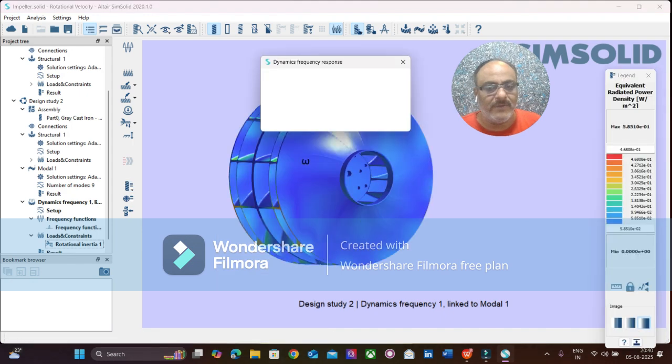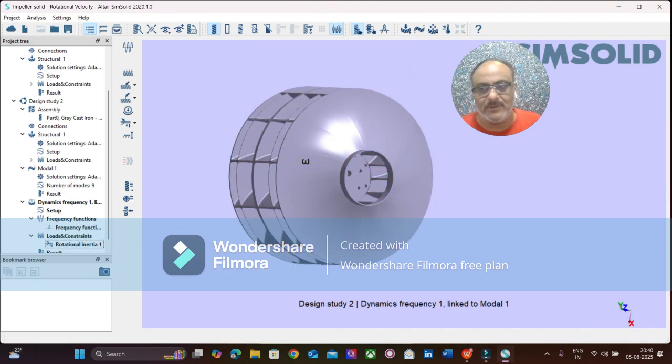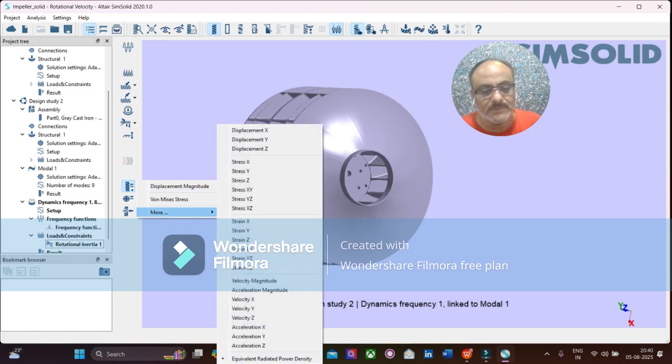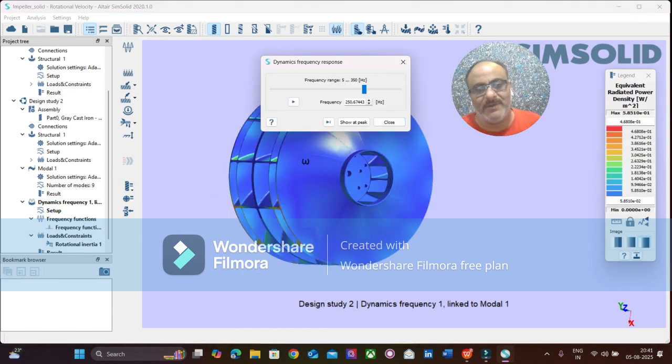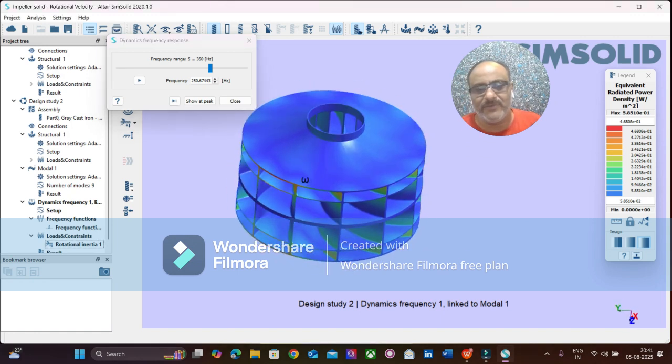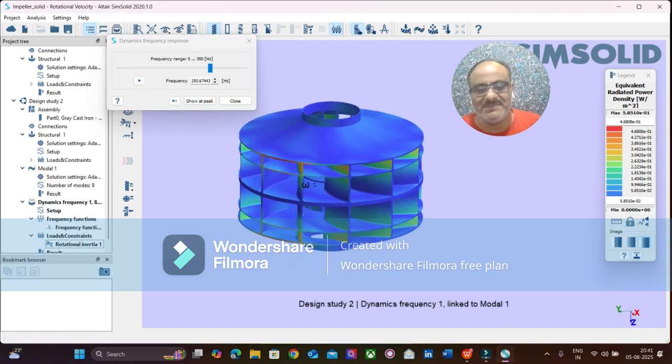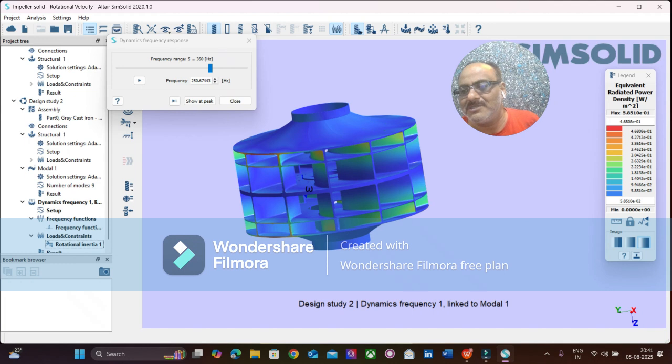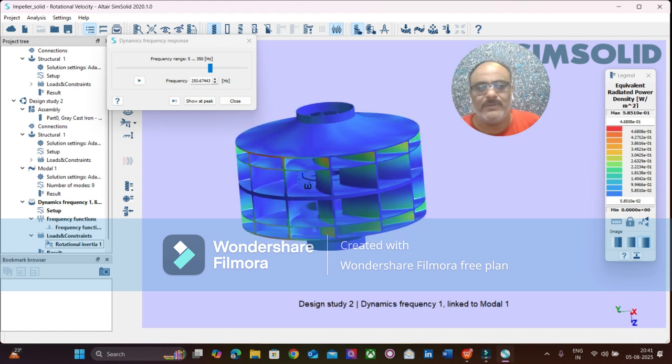So the equivalent power which is generated on the structure, this is what we call the power density, radiated power density. Now this will be the amount of energy which is dissipated, which is almost about 0.5 watts per meter square.